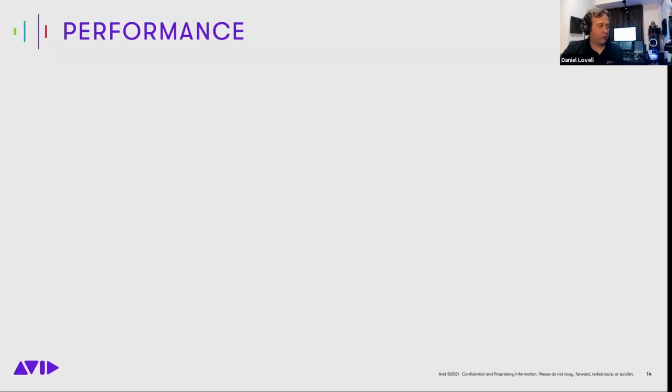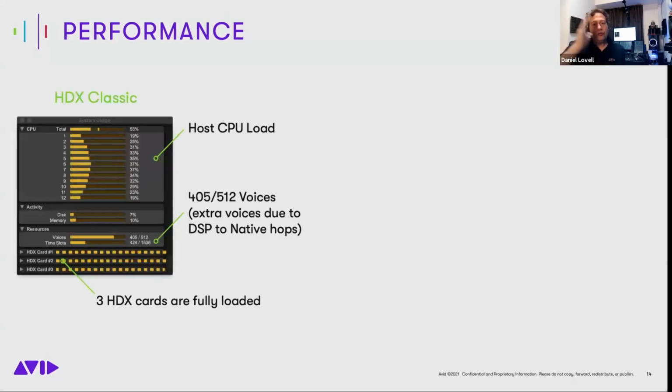So let's have a quick look at what that might look like in Pro Tools on our system usage. All right. On the left-hand side, we have HDX Classic, and we're just calling it that because this is how it's worked up until now, and it's much easier to talk about something if it has a name. This is actually an Atmos session, and it has a pretty large number of tracks, but you can see that in this system, there are 3 HDX cards, and they are almost all being used completely. Of our 512 voices available, we're using 405.